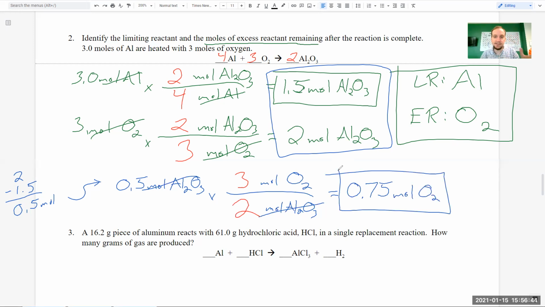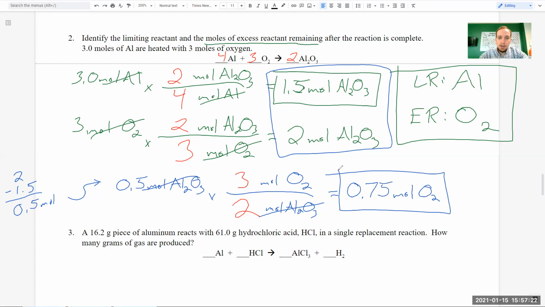So again, to translate this into regular English, if we were given 3 moles of both aluminum and oxygen, equal amounts, 3 moles of each, and we reacted them together in a synthesis reaction to make aluminum oxide, we would stop after making only 1.5 moles of aluminum oxide. Why? Because we ran out of aluminum. The aluminum was all consumed. But we would be left with 1.5 moles of aluminum oxide, but we would also be left with 0.75 moles of oxygen gas remaining, unreacted, excess, okay? So that's how we do number 2.